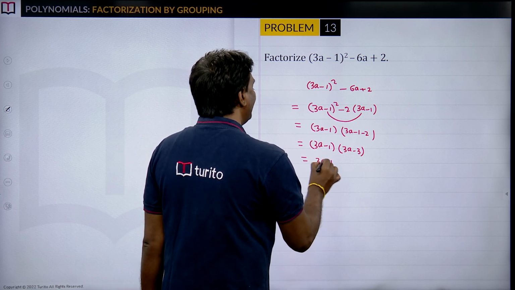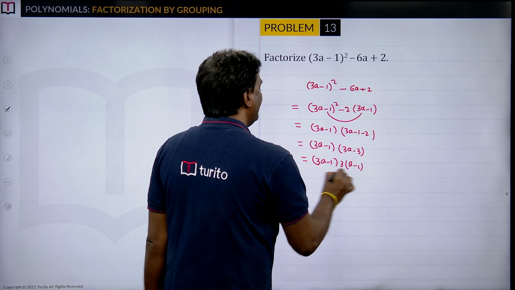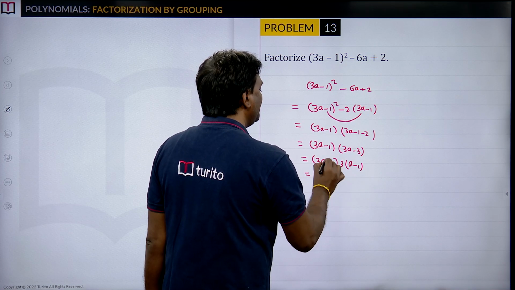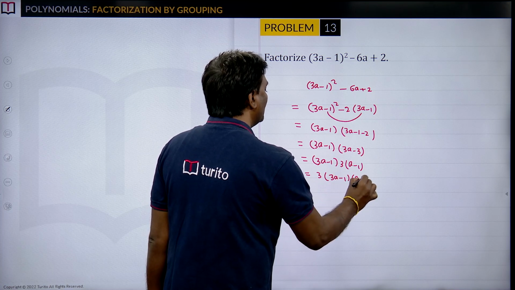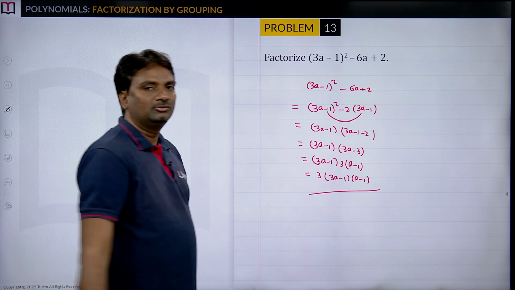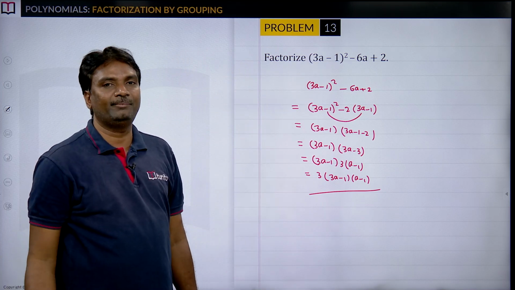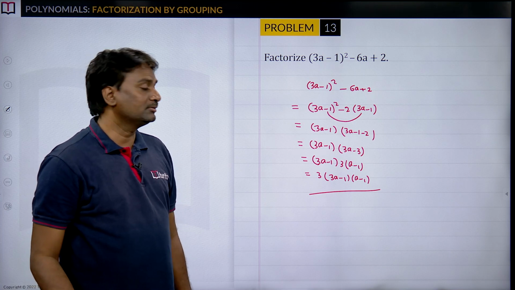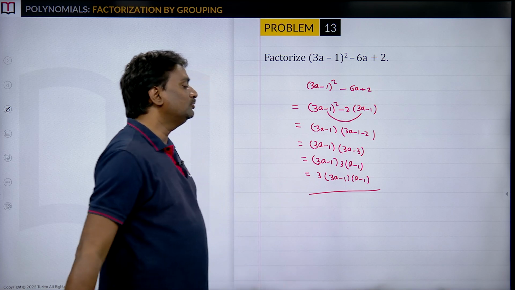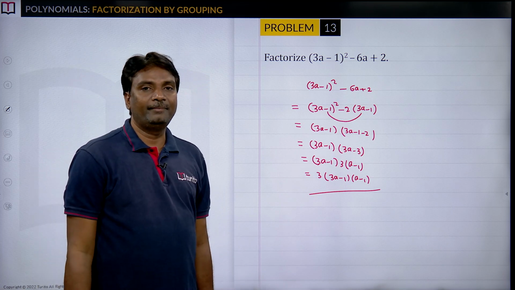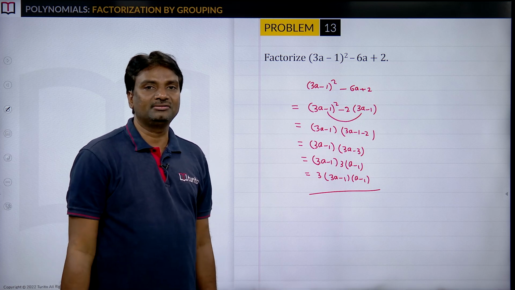So, 3a minus 1 into 3 into a minus 1, or you can write 3 into 3a minus 1 into a minus 1. So, we can express the given polynomial 3a minus 1 whole square minus 6a plus 2 as the product of two or more polynomials like this, 3 into 3a minus 1 into a minus 1. So, these are some problems related to factorization by grouping.